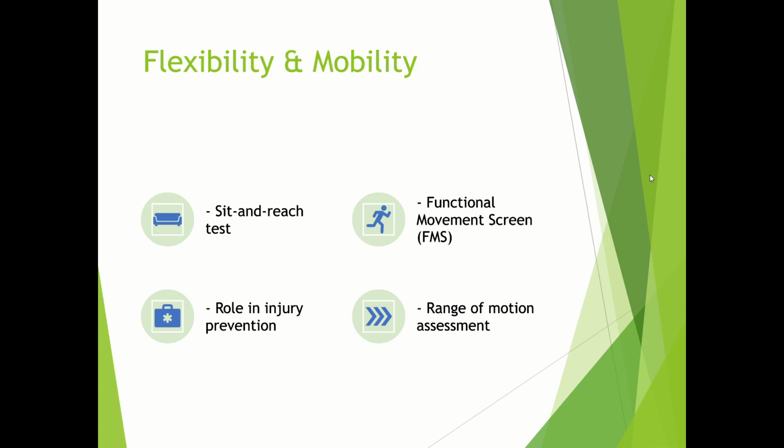Flexibility and mobility. Flexibility is commonly tested with the sit and reach test, while mobility and movement quality are often assessed through functional movement screens. These types of assessments are important because they can highlight movement limitations or imbalances, which help us prevent injuries in the future.